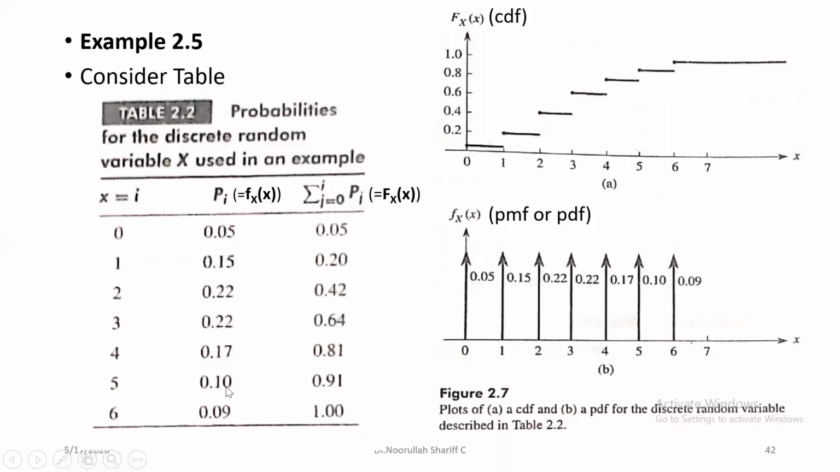So these values plotted here give us the small fx of x. These values pi plotted here will give us the small fx of x, and these values plotted here will give us the capital Fx of x, that is the cumulative distribution function. So this is the cumulative distribution function, and this is the probability density function. Okay, probability density function.